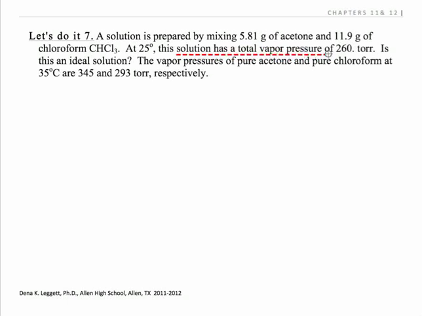So in this case, we are given the vapor pressure of a solution. And the question is, is this an ideal solution? So what we need to do is calculate the pressure of the solution, assuming it's ideal. And if it's less than this, we have a negative deviation. If it's greater than this, we would have a positive deviation. Well, actually, if this is less than the ideal, it's a negative. If this is greater than the ideal, it's a positive.